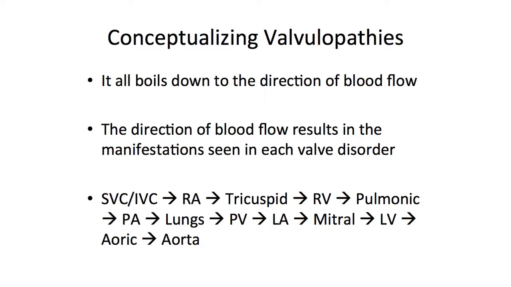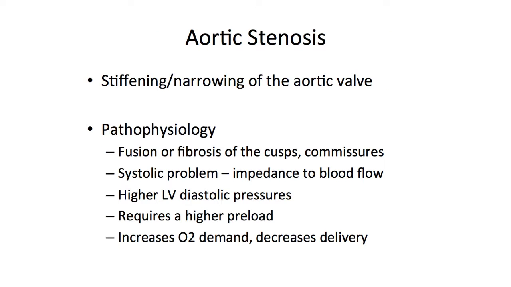Now let's discuss the valvulopathies producing these murmurs. With valvulopathy, it all boils down to the direction of blood flow. Alterations in the direction of blood flow results in the manifestations seen in each valvular disorder. Let's start with aortic stenosis.